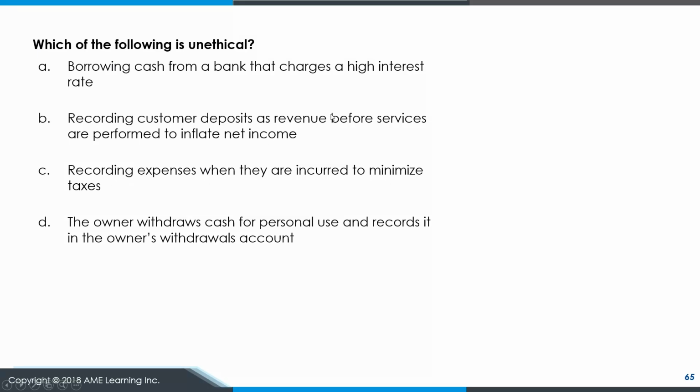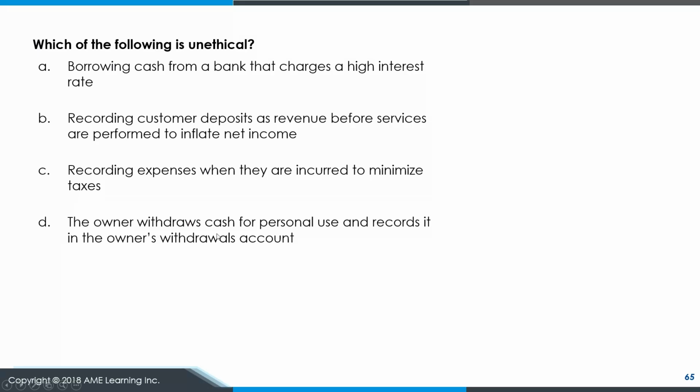So that one I think is the answer here. Some of the other possible answers. If we're recording expenses when they are incurred to minimize taxes, no, that's what you're supposed to do. When you incur expenses, you do record them. I mean, that's the whole thing that we're talking about. And recording expenses does reduce income taxes because it's based on your net income. So that's just a result of having business expenses. It's not anything unethical. It's just how income taxes work.